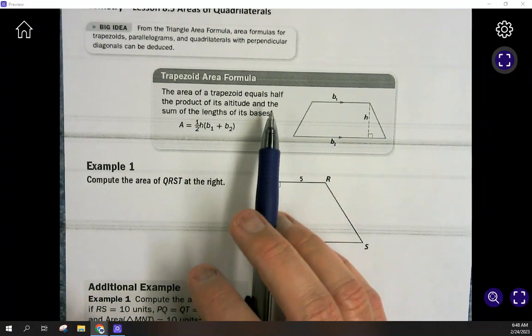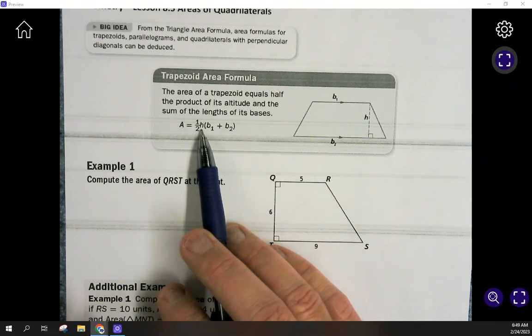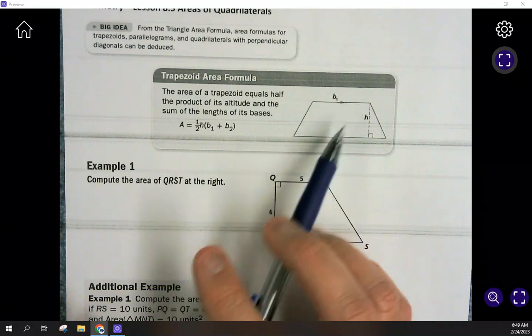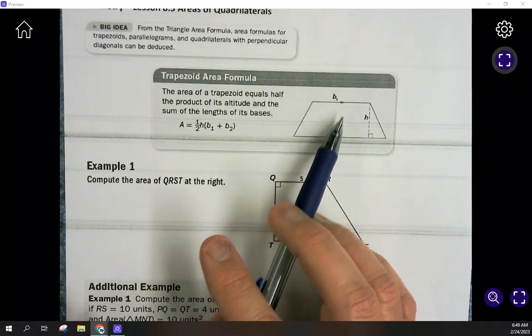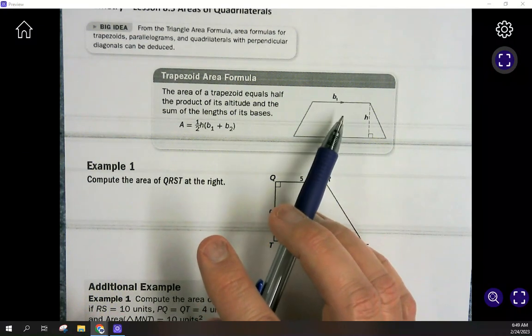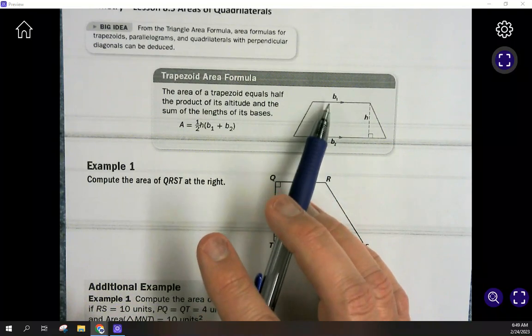So the area of a trapezoid equals half. So here's your 1/2, the product of its altitude, which we can call the height. And the height of a trapezoid goes from base 1 to base 2. Remember, your bases are the parallel sides of a trapezoid. Two parallel sides make it a trapezoid. So the height has to go from base 1 to base 2 at 90 degrees, right? We wouldn't measure a height diagonally. That's not how tall it is.